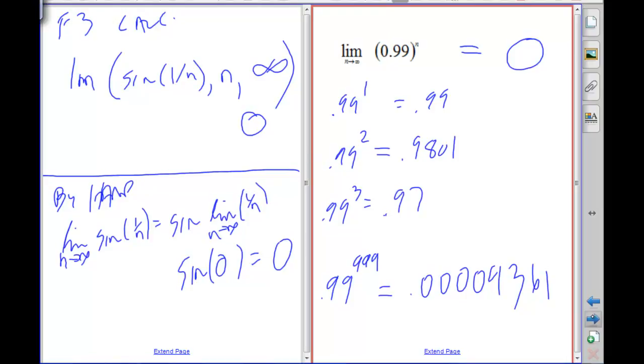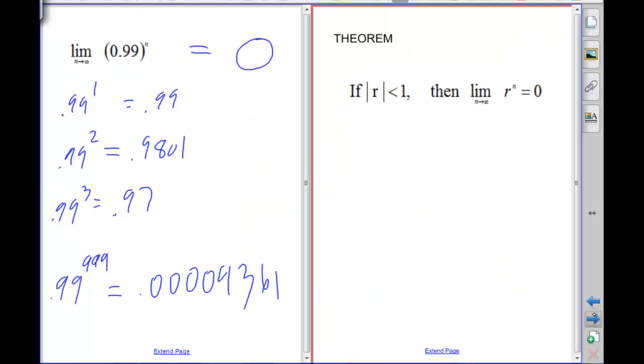I'm going to give you a little handy-dandy formula, okay? Here it is. A little theorem. If the absolute value of r is less than 1, then the limit as n goes to infinity of r to the n equals 0. Jot that down. That comes in handy.